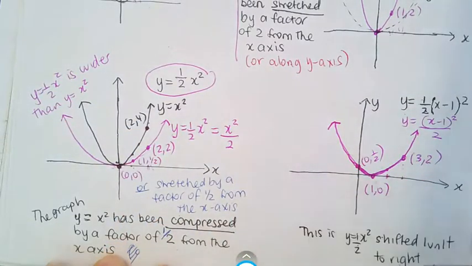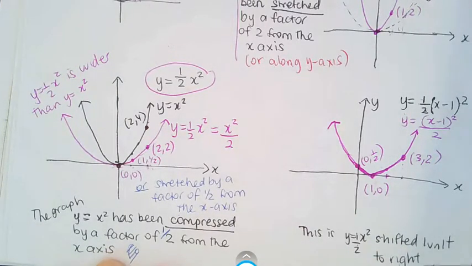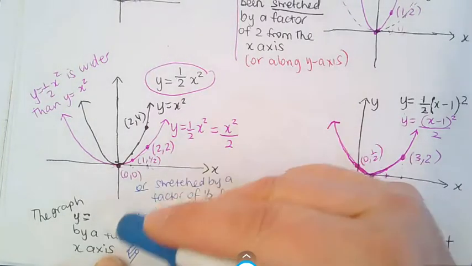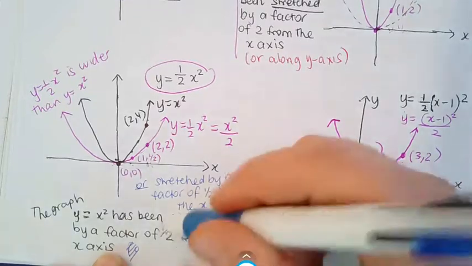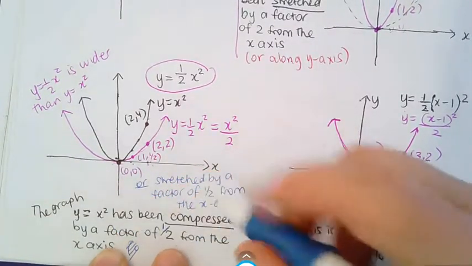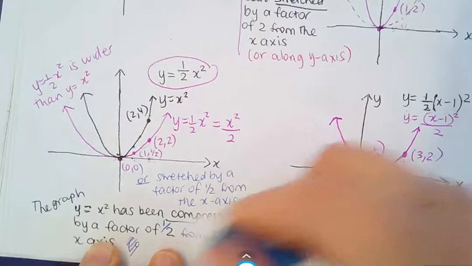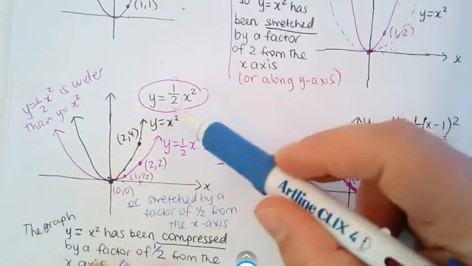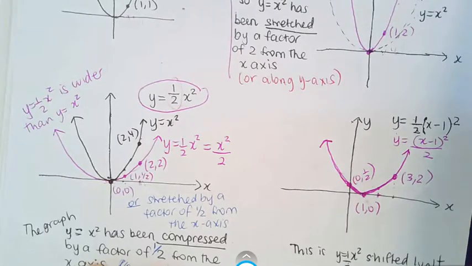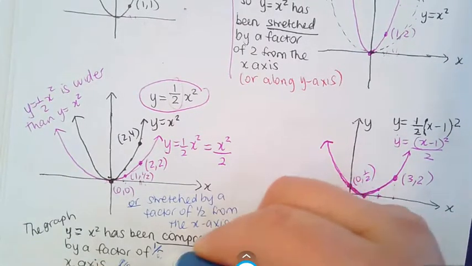You know how I said it's been compressed? It has been compressed. I said compressed by a factor of 2. You don't say that. It's always just a half. It's always what the constant is. So compressed by a factor of a half actually means the same as stretched by a factor of a half. So I would say it's been compressed and the factor is a half. The factor is just what's outside the front. It's the k, okay? So it's been compressed by a factor of a half.